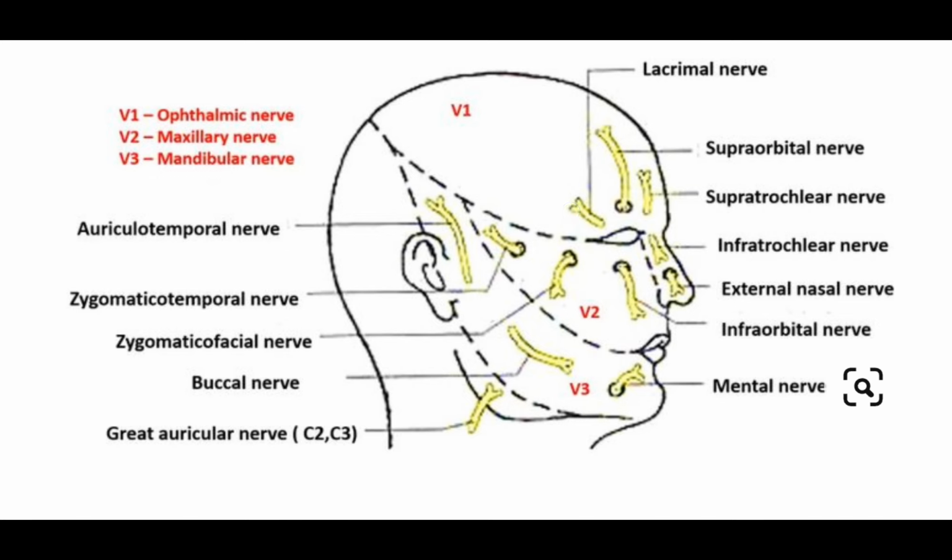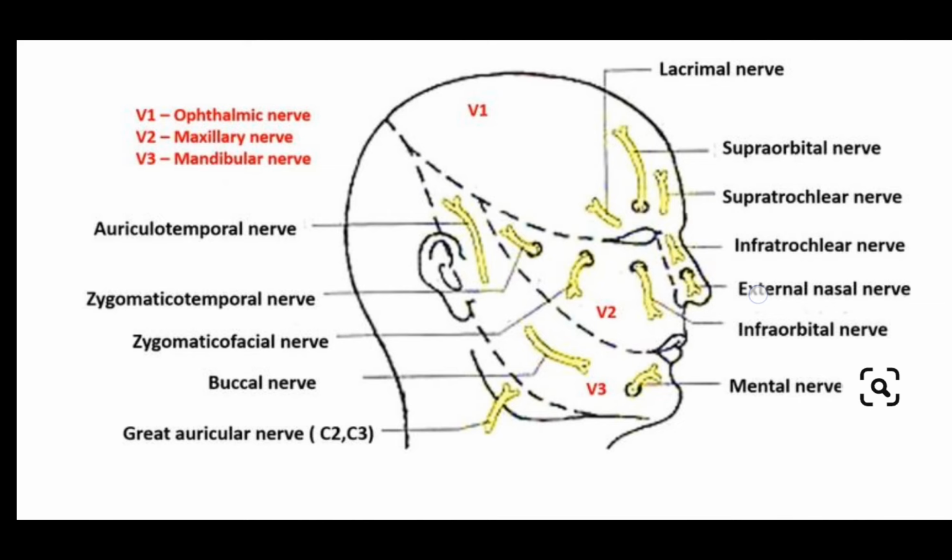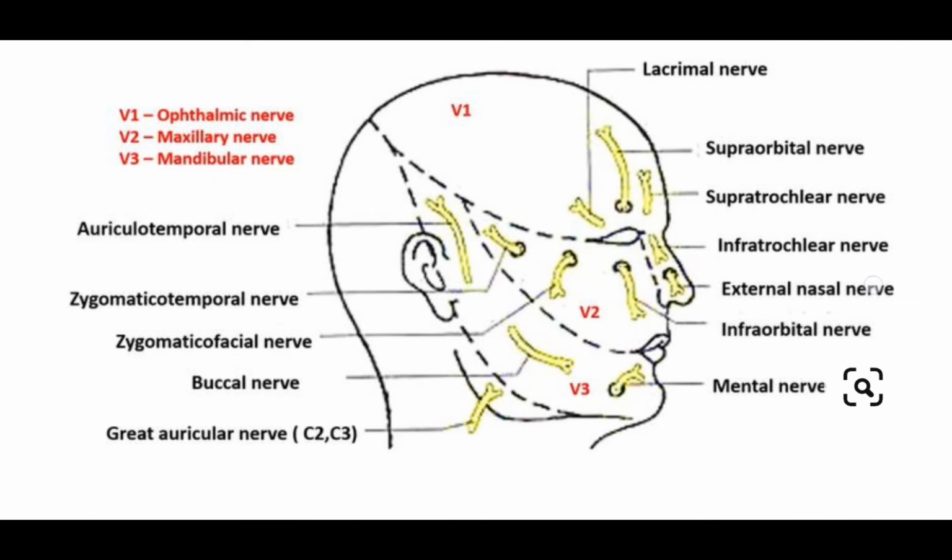Then infratrochlear. Infratrochlear is a branch of nasociliary and it will be supplying the side of the nose, the medial-most part of the eyelid, and the lacrimal sac. The lacrimal sac, we know, lies medially. So the lacrimal sac and lacrimal caruncle will be supplied by infratrochlear. Then we have the external nasal branch. The external nasal branch is a branch of anterior ethmoidal, which is a further branch of nasociliary, and it innervates the skin of the nose. So we are done with the five branches that supply the region of the ophthalmic nerve.